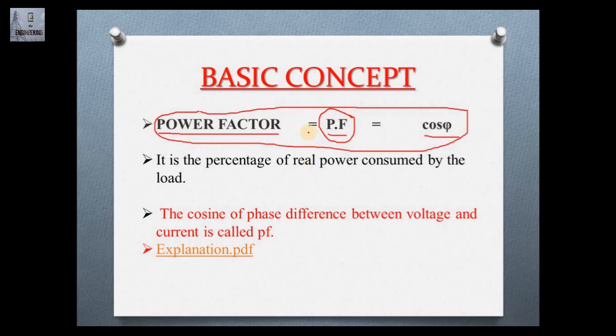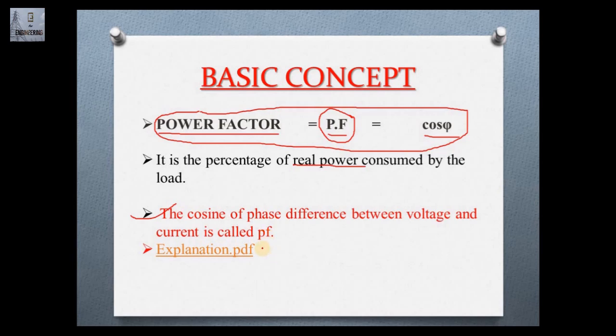So what is the basic concept of PF? It is the percentage of real power consumed by the load. The load, that is a motor, a boiler, or any type of domestic load. That real power consumed by the load is known by the power factor. So what is the power factor? The definition is: the cosine of the phase difference between voltage and current is called power factor.